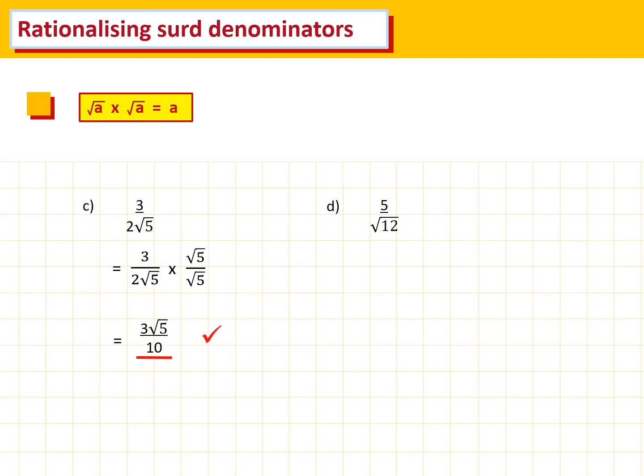In part D, first thing we need to do, let's simplify root 12. It can be simplified. We can write that as root 4 times root 3, which is 2 root 3. So now part D becomes 5 over 2 root 3, and we focus on that root 3. So we multiply top and bottom by root 3 over root 3, remembering that root 3 over root 3 is 1, so we're not changing the value.